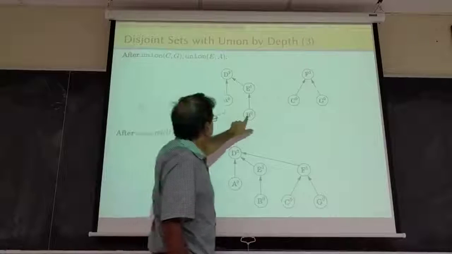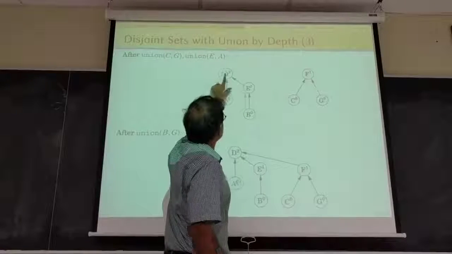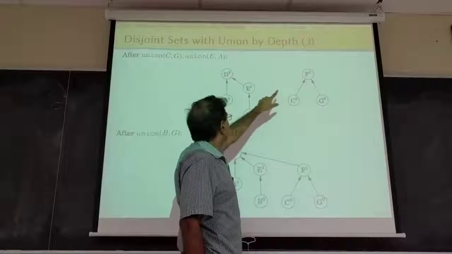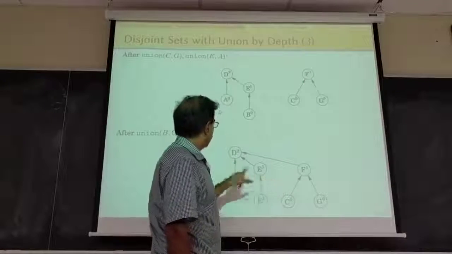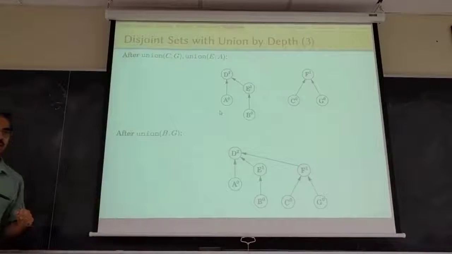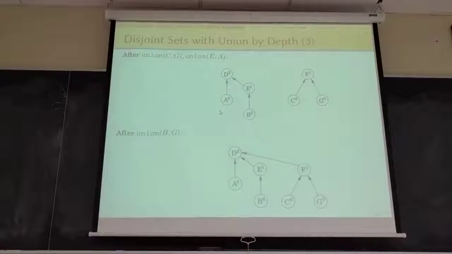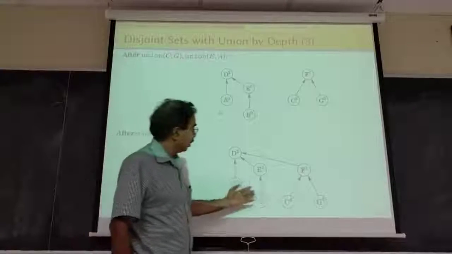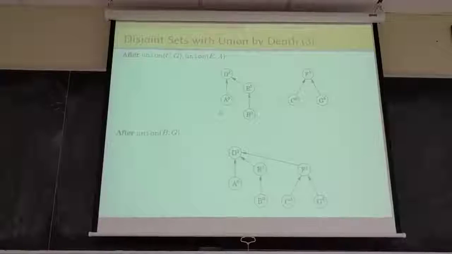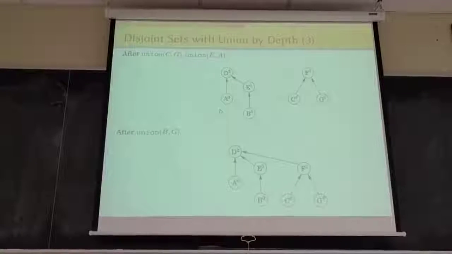And then at the very last step, we do a union of B and G. Okay? So now you can see that this set has a rank of 2, and this set has a rank of 1, so you have to make F point to D, and again in this case the rank of the root does not change. Okay. So this gives you a flavor of how the tree tends to get wide rather than deep.